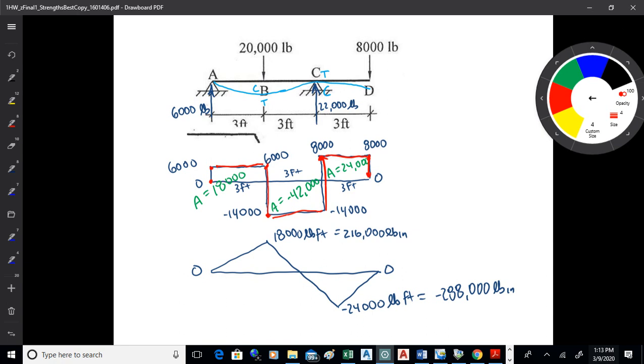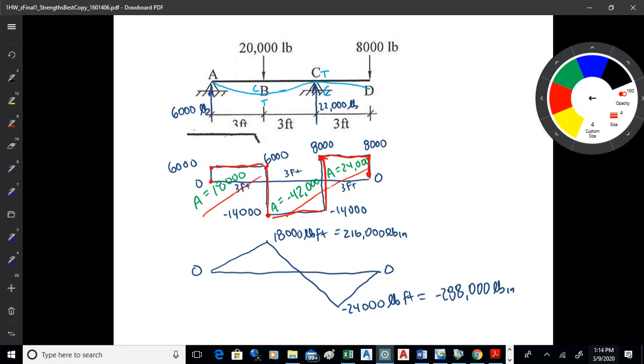Now what I want to do, I want to get the area under the blocks of the shear diagram. Because whenever I see areas, I want to calculate them when I'm doing this process. So I get 6,000 by 3, that's 18,000. Negative 14,000 by 3 is negative 42,000. And 8,000 by 3 is 24,000.